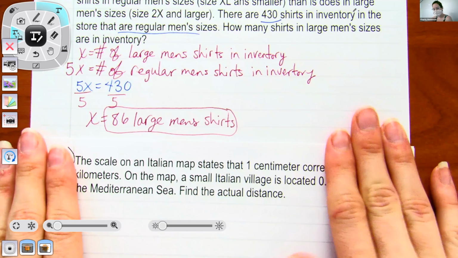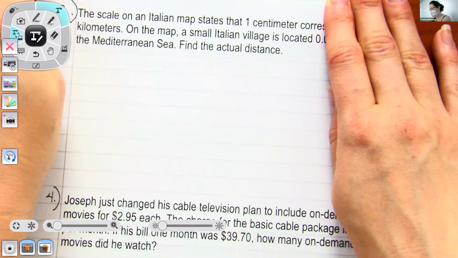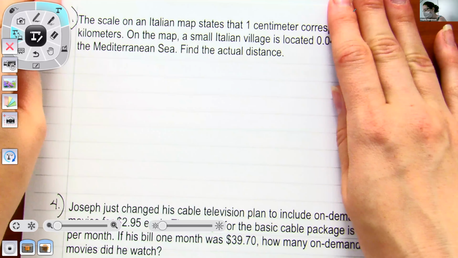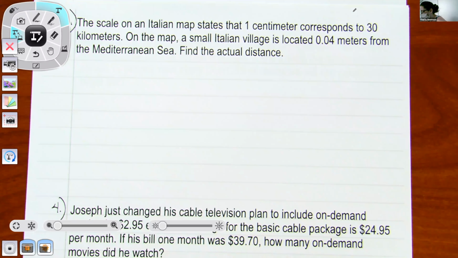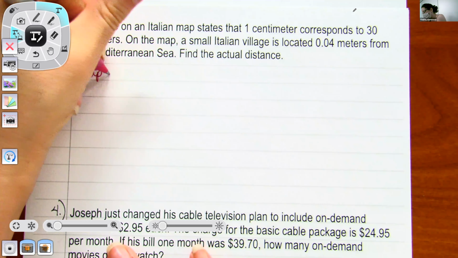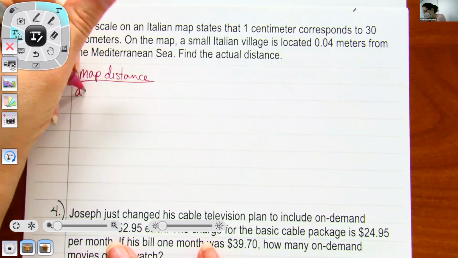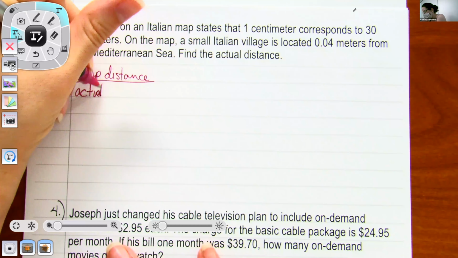All right, number 3 says the scale on an Italian map states that 1 centimeter corresponds to 30 kilometers. On the map, a small Italian village is located 0.04 meters from the Mediterranean Sea. So find the actual distance. Okay, so we have the map distance versus actual distance. So this is another proportion type problem.